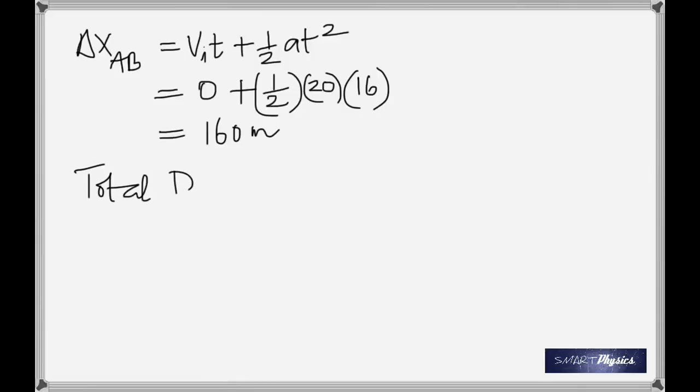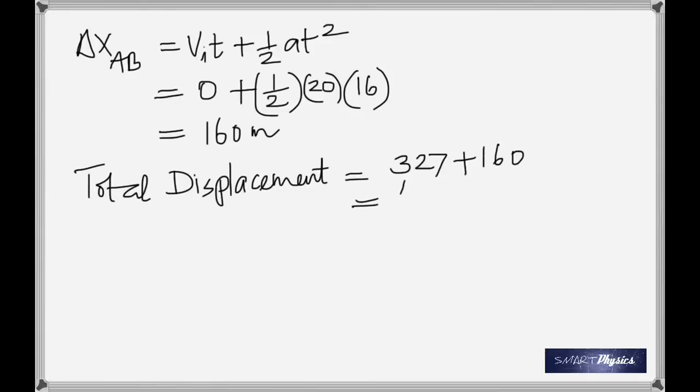Now if you add the two displacements, you will get the total displacement. And that is 327 plus 160, which gives 487 meter.